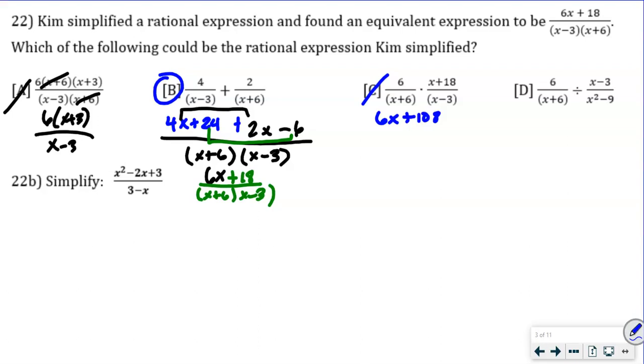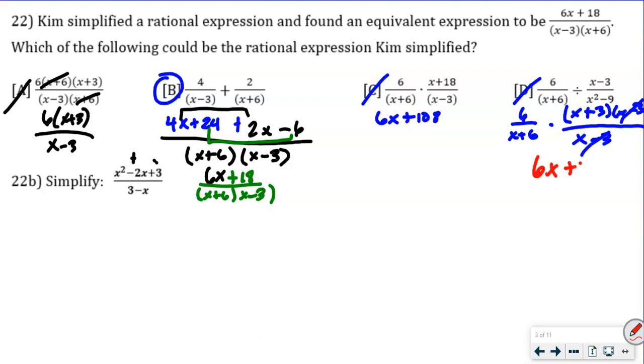And then this last one, keep, change, flip. So we're going to do 6 over x plus 6 times x plus 3, x minus 3, and then this is x minus 3. And we should see that these x minus 3's cancel each other. So when we multiply the 6 times the x, we get 6x, and the 6 times the 3, that's 18. And all we're left with in the denominator is x plus 6. So obviously that one doesn't match either. So that means that is not the answer. And so our answer is actually B.